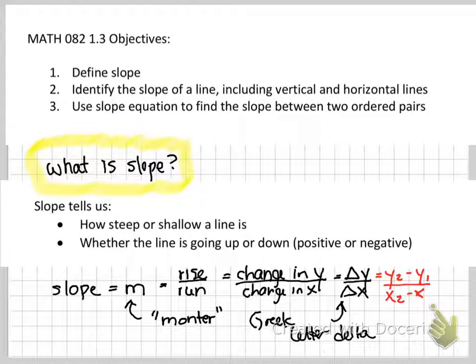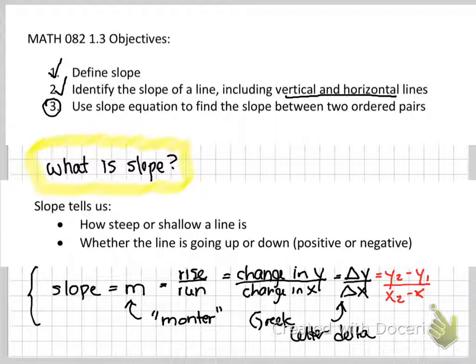Hi everyone, this is a Math 082 video that is going to work with slope. In a previous video, I already defined the slope and taught how to identify the slope of the line given the graph, and I also created a video that just covered vertical and horizontal lines. So this video is only going to talk about how to identify the slope of a line between two ordered pairs.